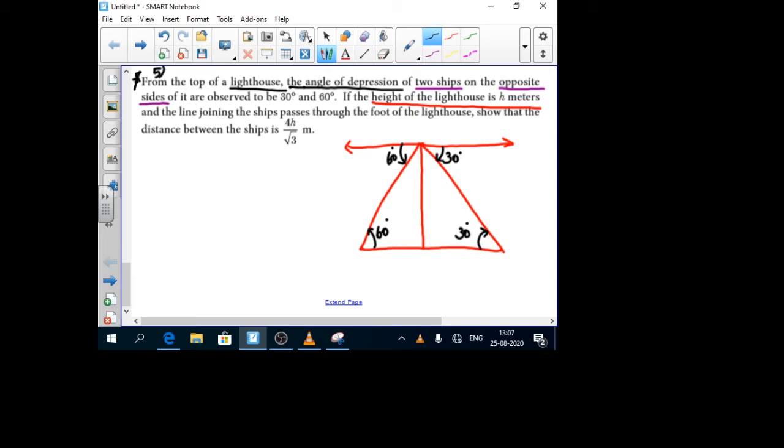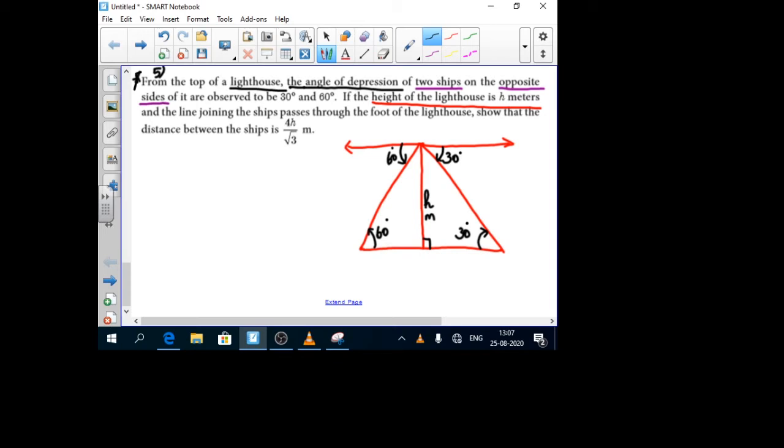Parallel lines and the concept of alternate angles, the Z shape corner angles. Here they give the height of the lighthouse. This is 90 degree, and here it is given as h meters. I have to come to right angle triangles. You have to identify the triangles, then find the tan. They won't give anything about the hypotenuse.